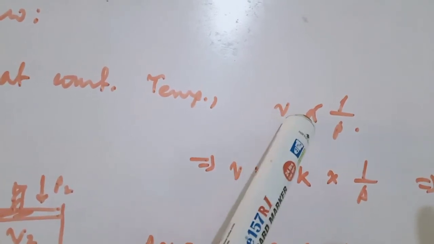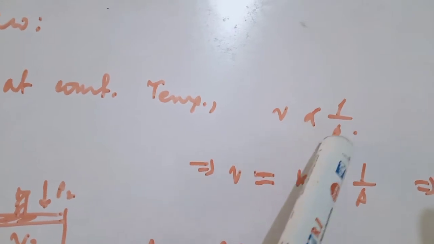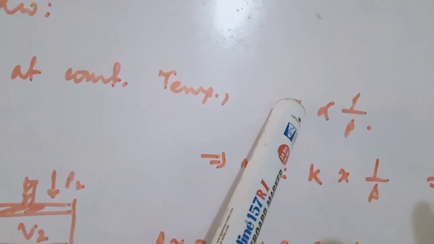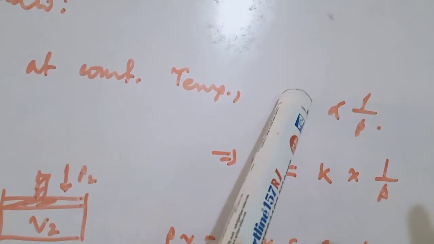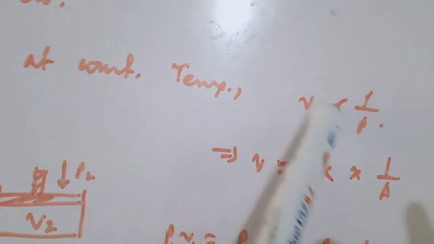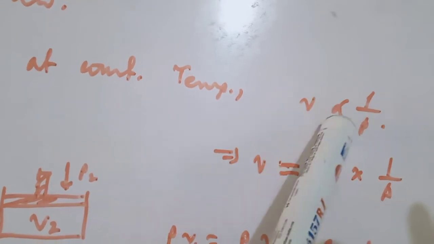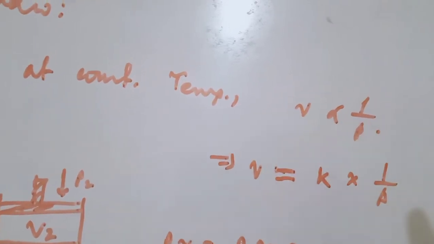Inversely proportional means that if pressure is increased, volume will decrease, and if pressure is decreased, volume will increase. That means these two will behave in a reverse manner simultaneously.